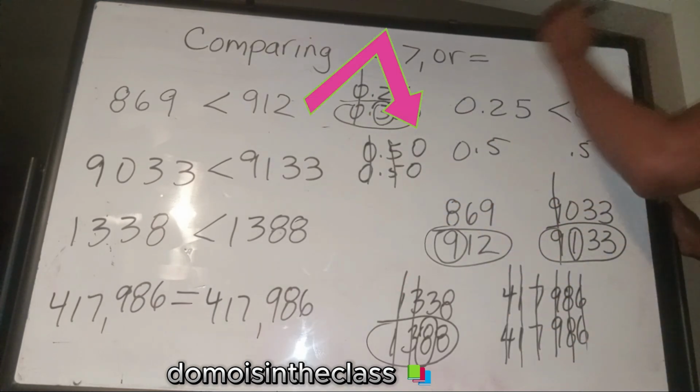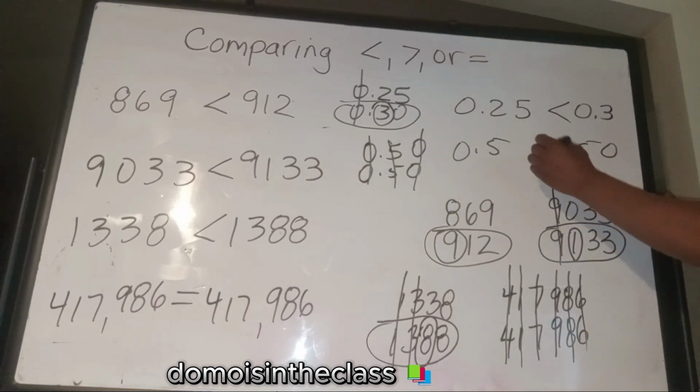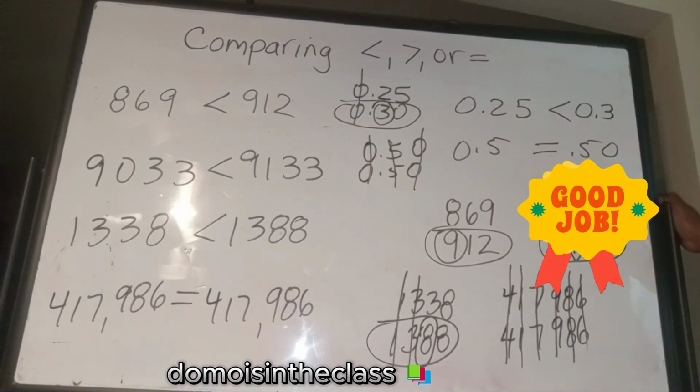And guess what? Look at the zeros. Both 0, so that means it's equal. Equal. Great job. That's exactly what it means. It means that they are equal.